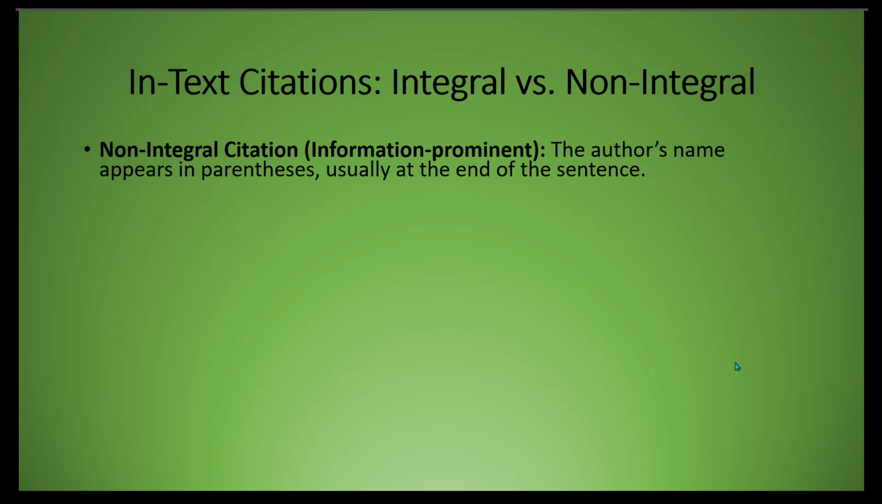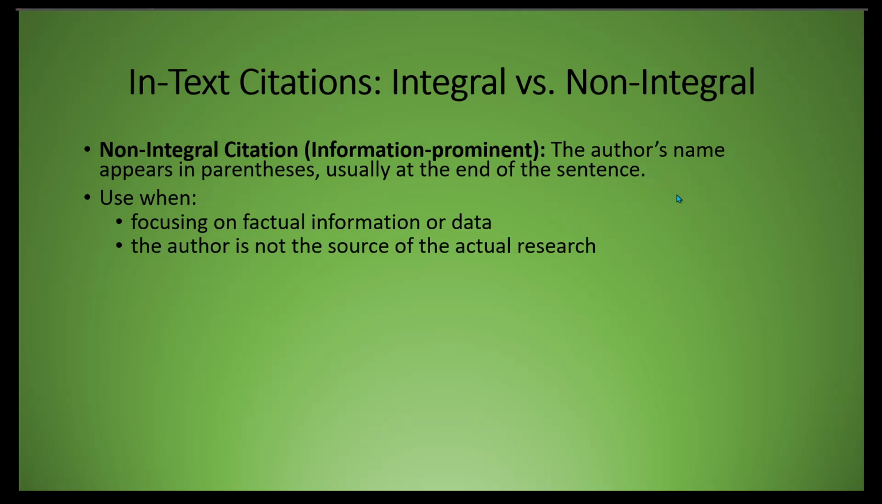Non-integral citations are information-prominent citations. The author's name appears in parentheses at the end of the sentence. Just so you know, these are parentheses, and you use them when you're focusing on the information or the data. So if you're paraphrasing data, usually a non-integral citation is more appropriate. The author is not the source of the actual research.